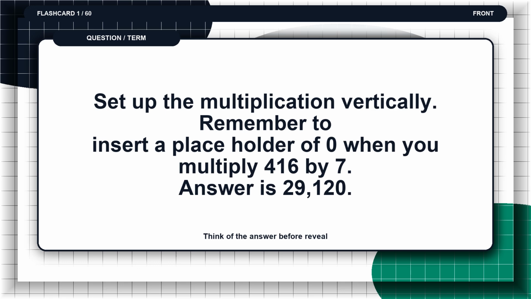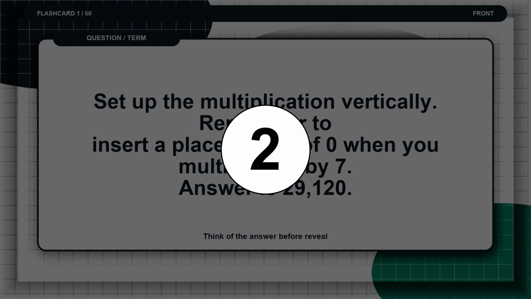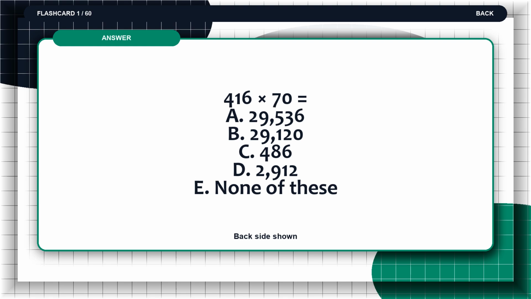Flashcard 1. Set up the multiplication vertically. Remember to insert a placeholder of 0 when you multiply 416 by 7. Answer is 29,120. Think of the answer before the reveal. The answer is: 416 times 70 equals A. 29,536, B. 29,120, C. 486, D. 2,912, E. None of these.